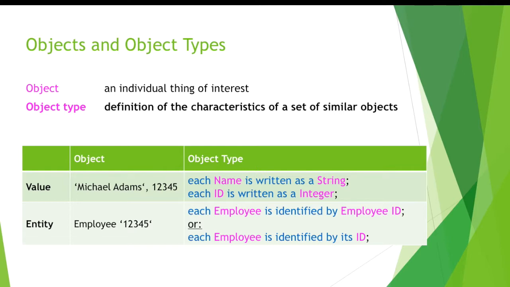For entities, we said they are something that cannot be written down, so we need to find a way to identify them, to write them down. And that is done by saying each employee is identified by employee ID. So we identify employee by its employee ID, and we can make a shortcut by saying each employee is identified by its ID, and FIML automatically creates employee ID, which is uniquely assigned to employee.